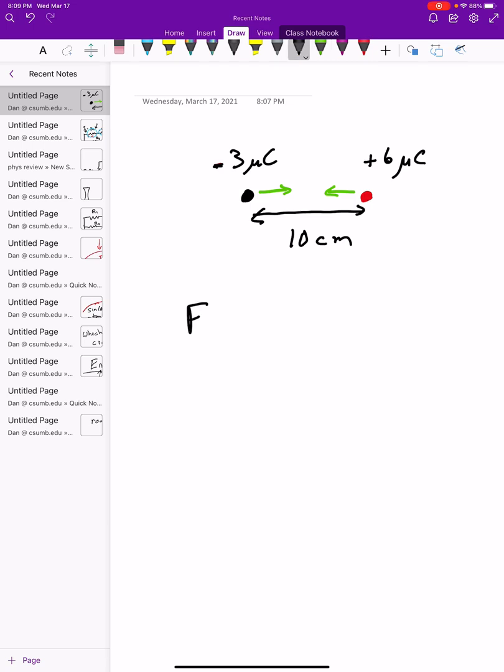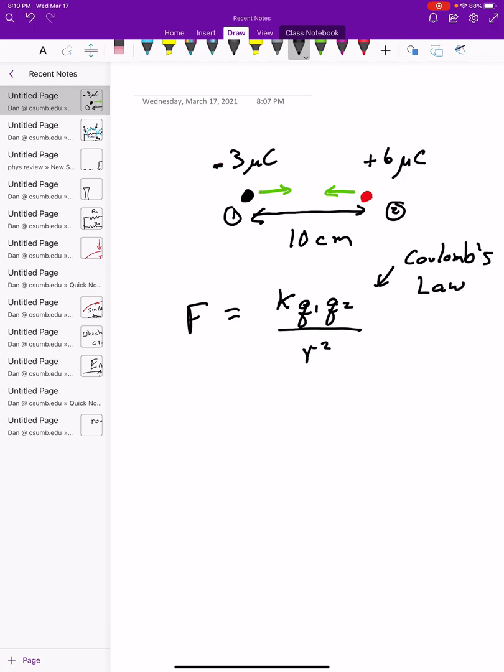The size that either one is going to feel, I'll call this one charge 1, and I'll call this one charge 2. And the force that either charge 1 or charge 2 feels is going to be equal to K Q1 Q2 divided by R squared. And as we talked about, this is known as Coulomb's law. It tells the force between two charges.